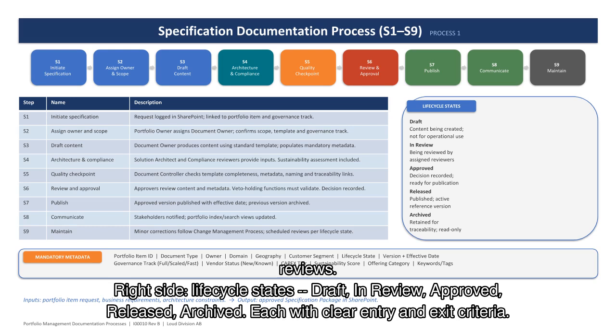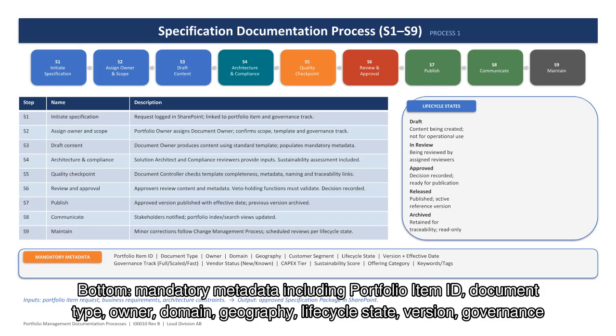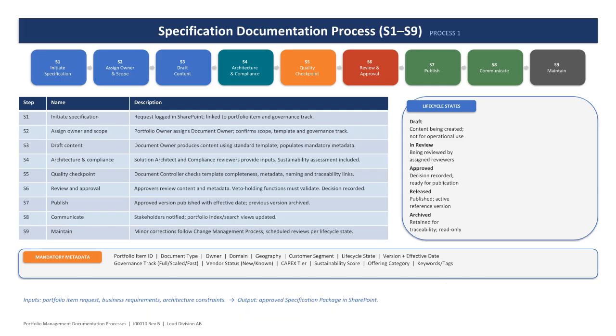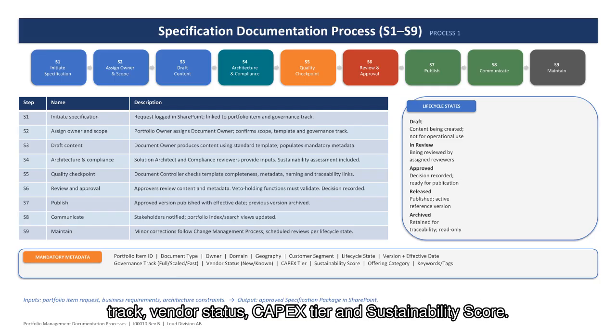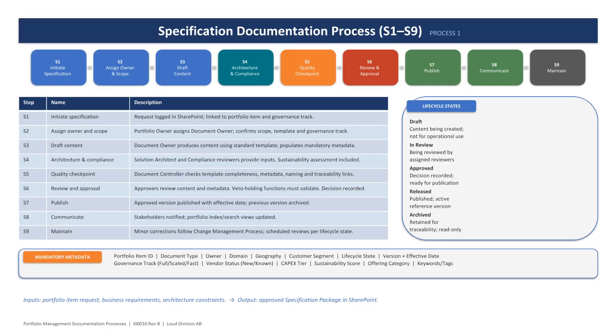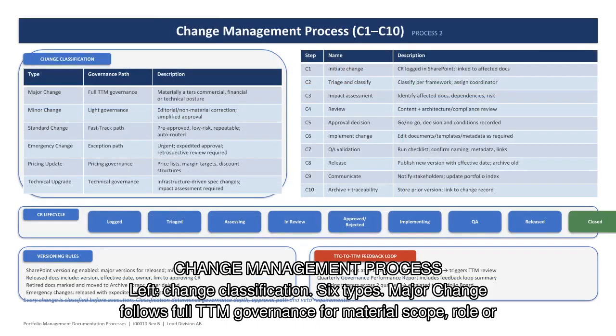Right side. Lifecycle states: draft, in review, approved, released, archived. Each with clear entry and exit criteria. Bottom, mandatory metadata including portfolio item ID, document type, owner, domain, geography, lifecycle state, version, governance track, vendor status, CAPEX tier, and sustainability score.